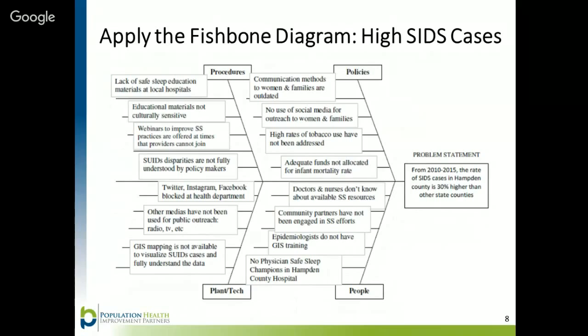There can be more than one root cause of an issue, and the fishbone diagram is a tool to help you identify all possible underlying causes before tackling solutions.